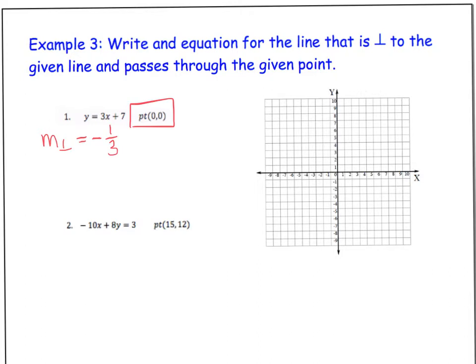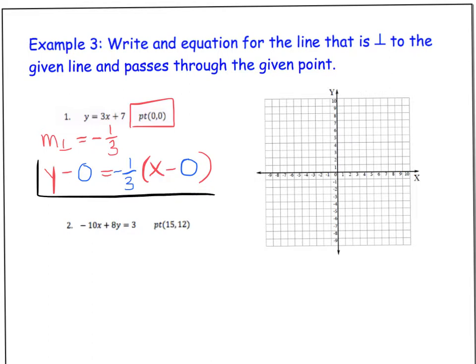So again, we're going to write it in point-slope form. Remember, point-slope form always has that skeletal structure, and we need to fill in the slope and then the point that we're given, and we're done. You can leave the zeros or you can take them out. If you wanted to take them out, your equation would look like this. And you can truly see that these slopes are opposite reciprocals.